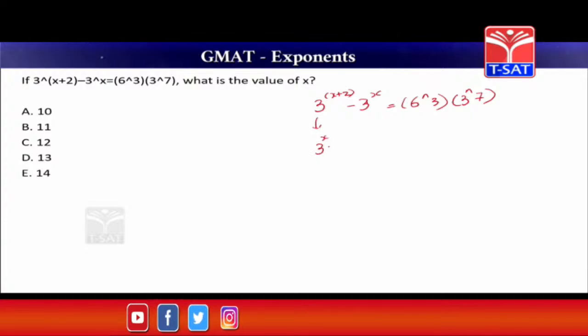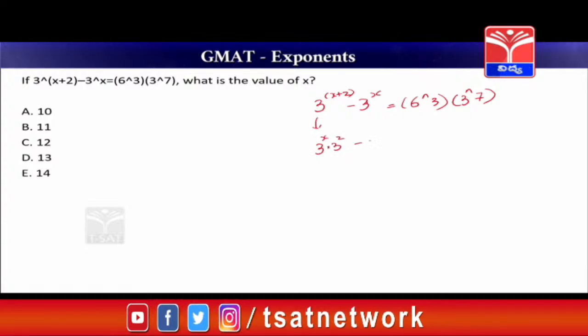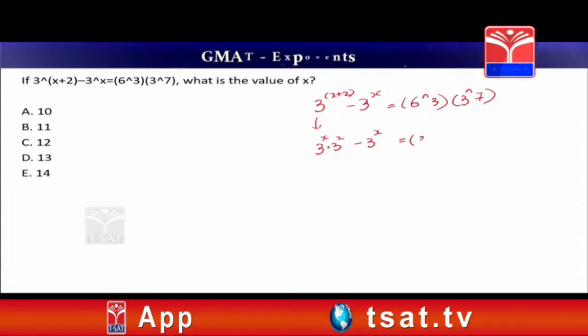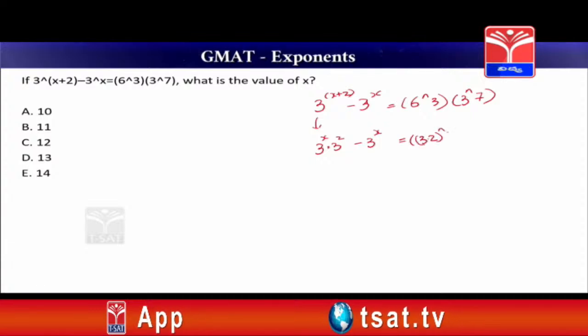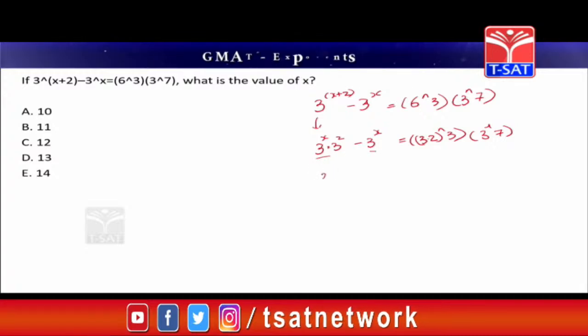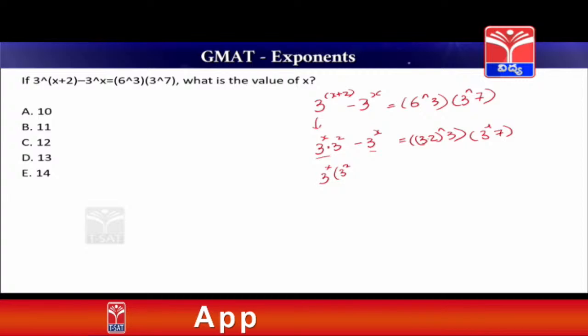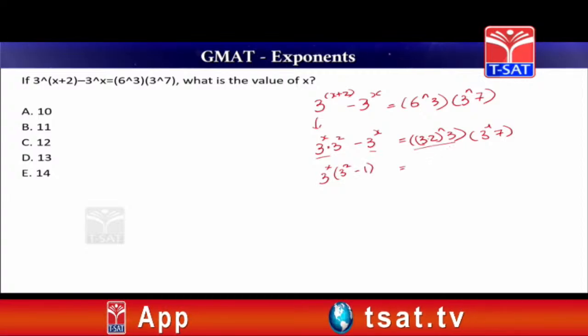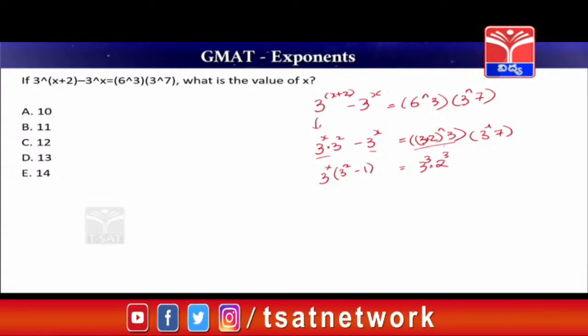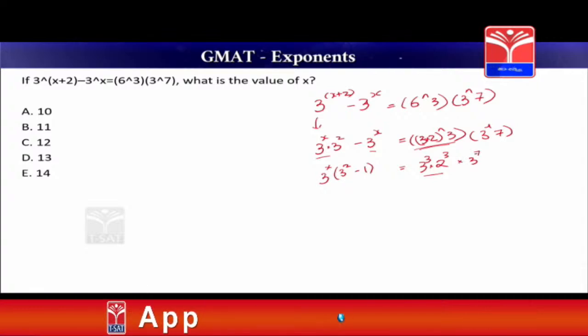3 to the power of x into 3 to the power of 2 minus 3 to the power of x is equal to, 6 is nothing but 3 into 2, whole to the power of 3, into 3 to the power of 7. Now you can take 3 to the power of x common from both of these. You will be left with 3 to the power of x into 3 square minus 1. You have 3 into 2 to the power of 3. So that will be 3 to the power of 3 into 2 to the power of 3. When you expand this, this is what you will get, and this into 3 to the power of 7.